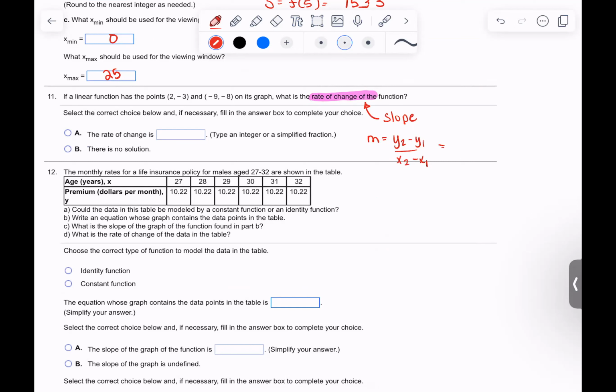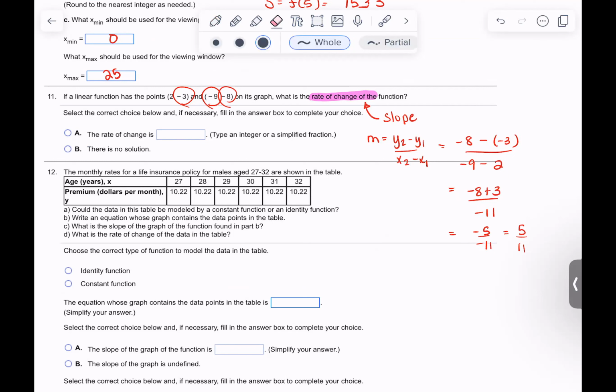So I'm just going to use -8 minus -3 over -9 minus 2. So I get -8 plus 3, minus a minus gives me plus, over -11. -9 minus 2. We're at -9. We go 2 more in the negative direction, so we end up at -11. So is that -5 over -11? Which would be 5 over 11. Negative divided by negative gives me positive.